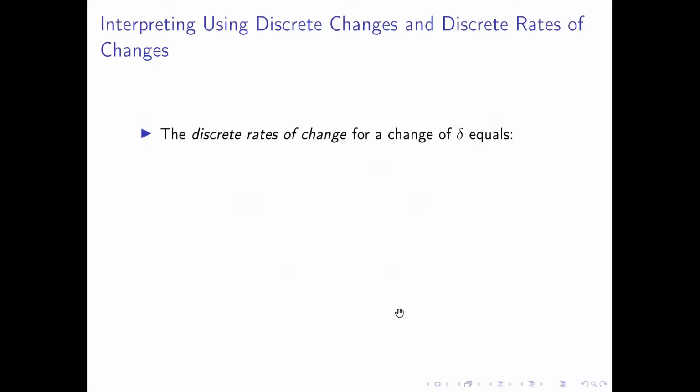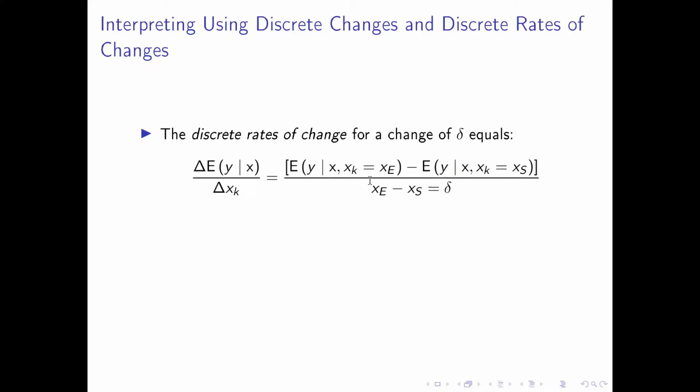Similarly, we can also calculate discrete rates of changes, okay? So the discrete rates of change for a change of delta in xk equals a ratio of the delta, that is the difference in the expected counts, over delta in the generic variable xk, which is equal to, well, in the numerator, we have the difference of the two expected counts, okay? Holding all other covariates at given or known values. And typical known values are mean or median, etc.